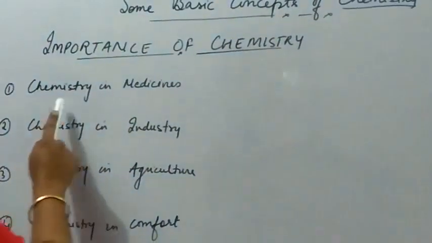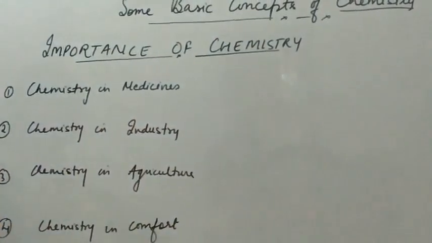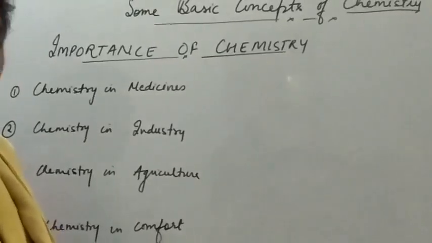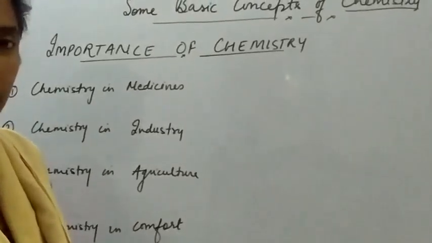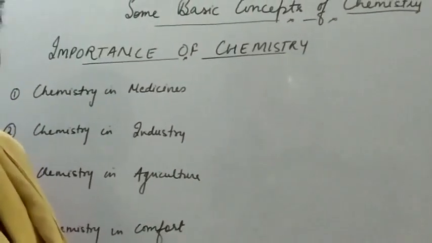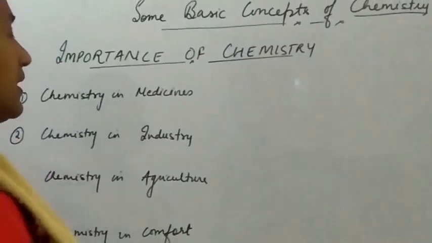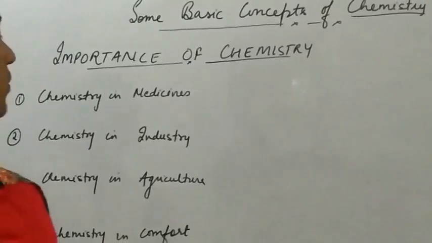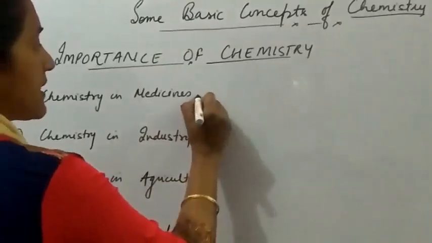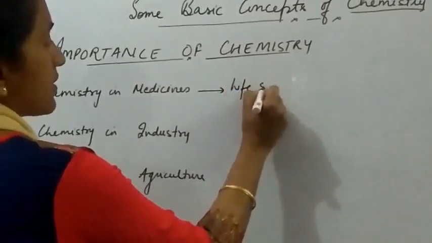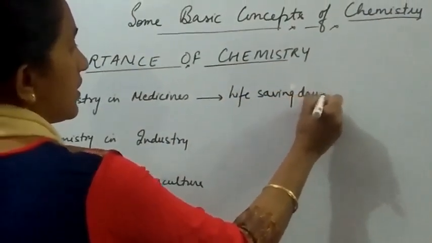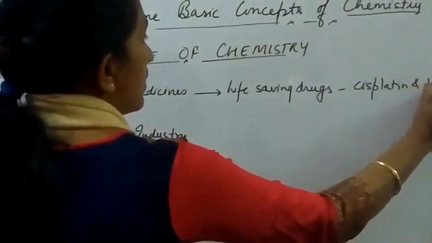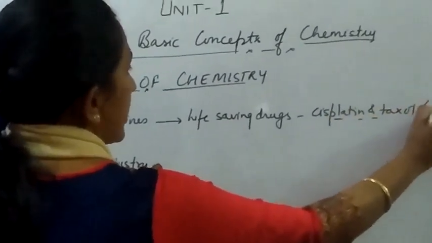So the first one is chemistry in medicine. You all know that whenever we fall ill, after one or two days, we go for medication. That means we take medicines for quick recovery, right? So medicines are obtained from chemical compounds. Other than the normal medicines, we have many life-saving drugs also. Cisplatin and Taxol are being used for cancer treatment.